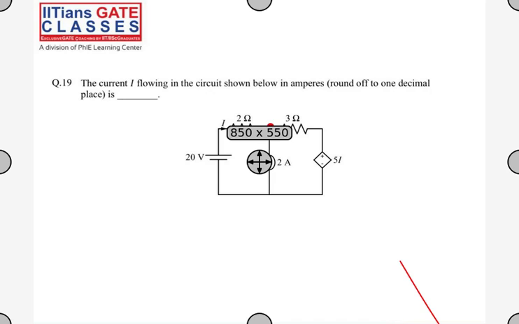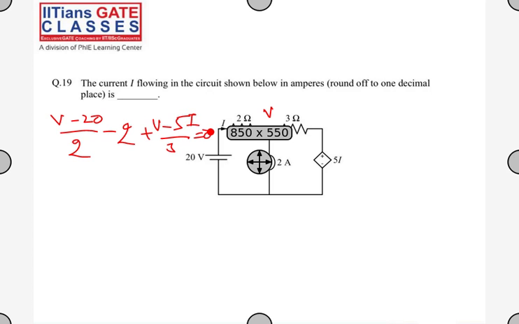So I'll take this node voltage as V1 or V. So tell me the node equation at V. V minus 20 by 2, minus 2, plus V minus 5I by 3 is equal to 0. This is the node equation. Everyone clear with the node equation? Once you can write the node equation, you can solve the problem. This is the main thing. Node equation or mesh equation, nodal analysis or mesh analysis, the important thing is you should be able to write down the equation properly.